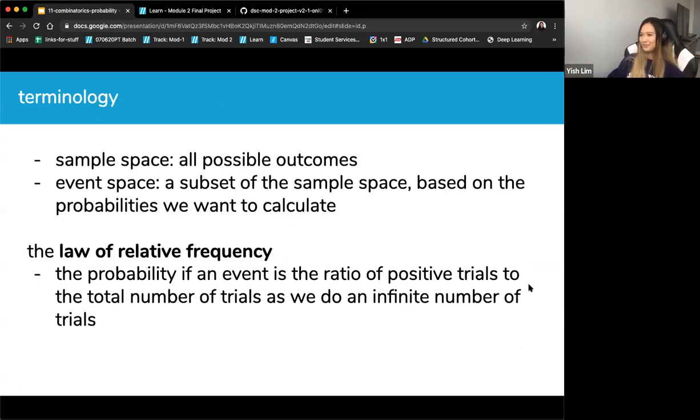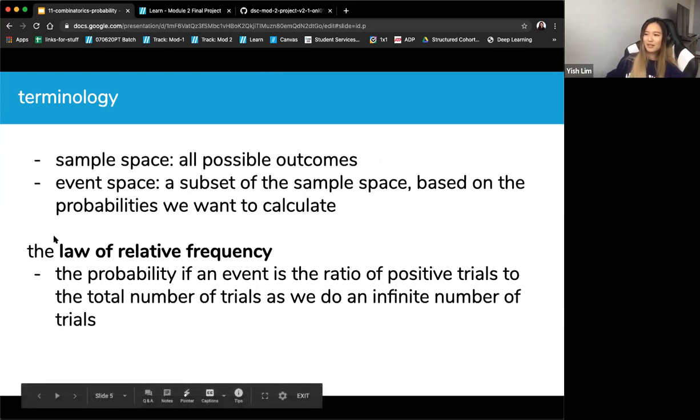Cool. All right, so some quick terminology. I mentioned this earlier. Sample space is all the possible outcomes. The event space always has to be a subset of the sample space, and it's also based on the probability that we want to calculate. So let's say I wanted to calculate the probability of rolling an even number with a 6-sided die. The sample space would be based on that, so it would just be, what are the even numbers? So just 2, 4, and 6.